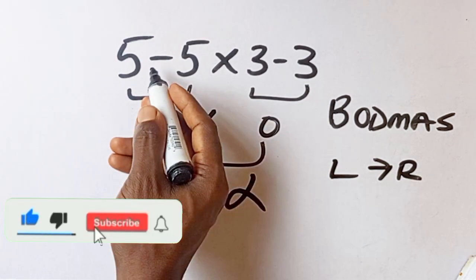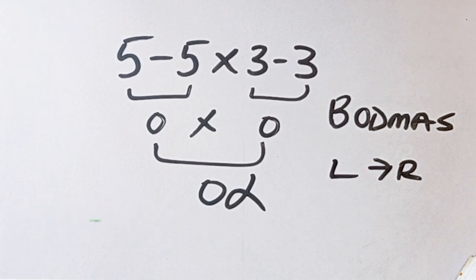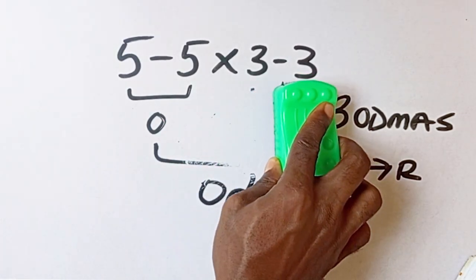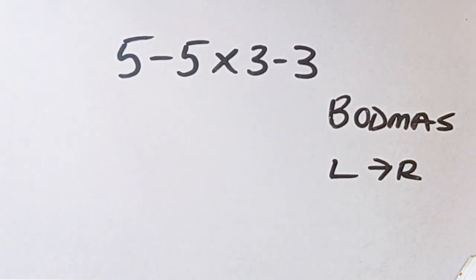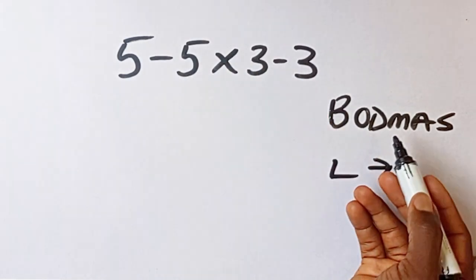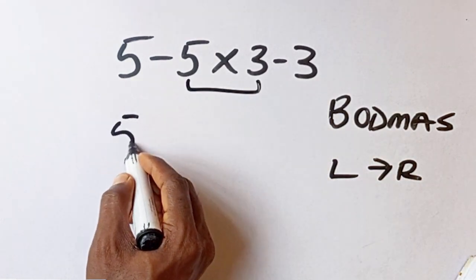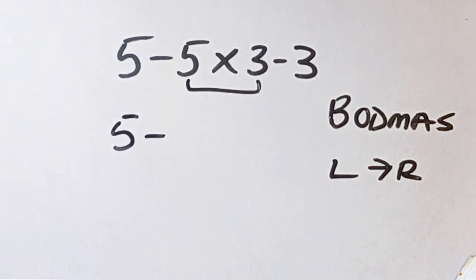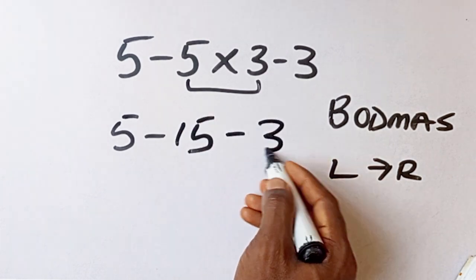Okay, in this question we have 2 subtractions and 1 multiplication, so we are going to follow the rules from left to right. Now multiplication has higher priority than subtraction, so we have to do multiplication first, which is this. So we have 5 minus 3 times 5, this is going to give us 15 minus 3.